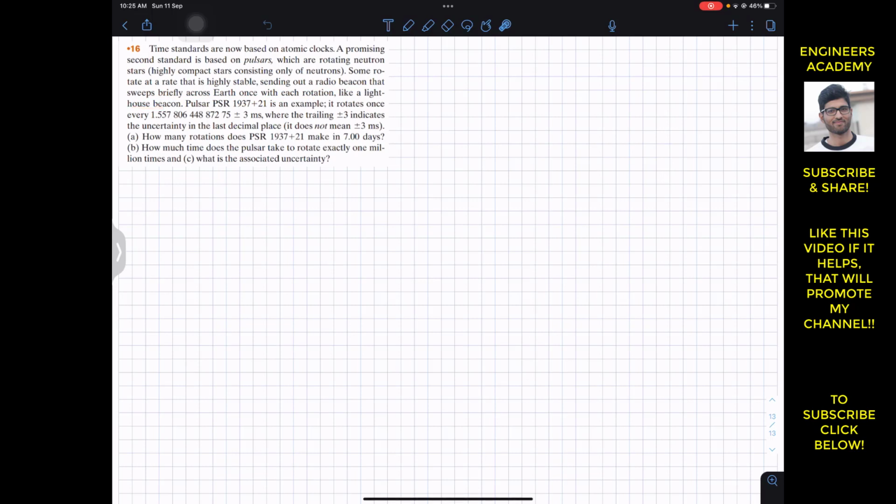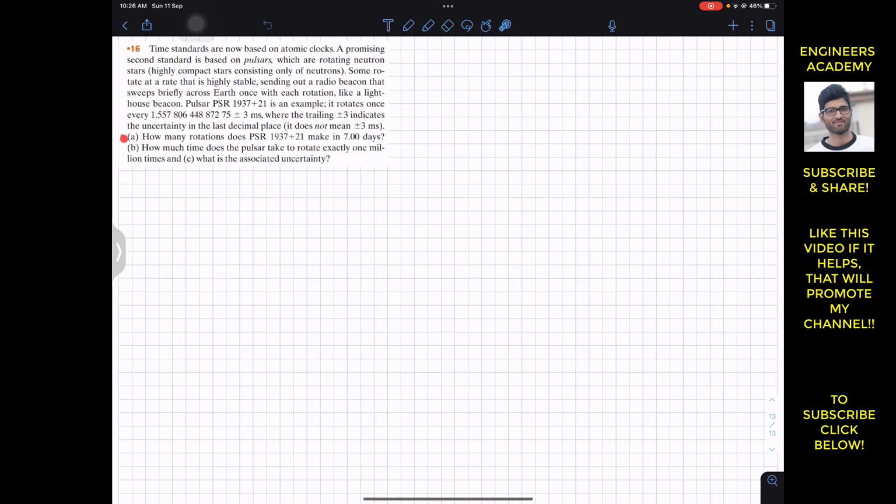So Pulsar PSR 1937+21 is an example. It rotates once every this many milliseconds, plus or minus 3, where the trailing plus or minus 3 indicates the uncertainty in the last decimal place. It does not mean plus or minus 3 milliseconds. So this plus or minus 3 is the uncertainty in this last digit, that is 5, right? So this 5 is the 14th digit after the decimal place. This is 3, 6, 9, 12, 13 and 14th.